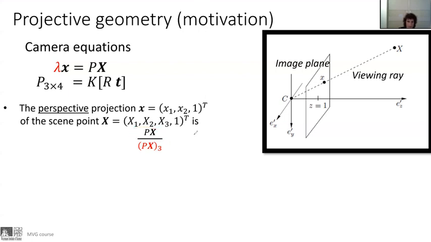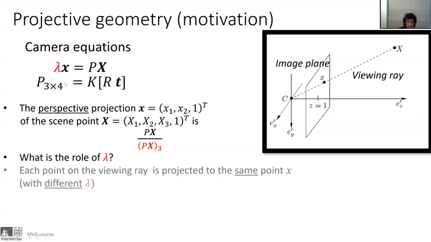Okay. Now I have a question, okay? And my question is the following. What is the role of lambda? What is lambda? Lambda is a scalar, right? Yeah. Lambda is a scalar. And what is the role of lambda? What do I mean by that?